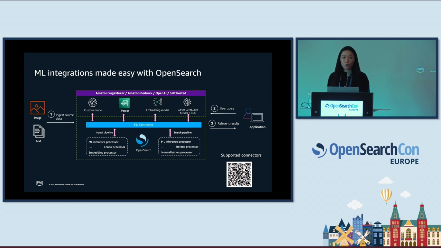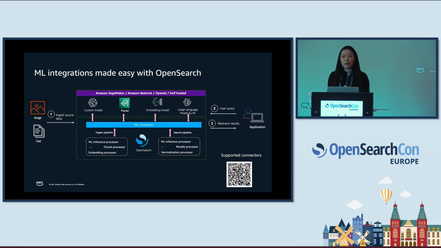Earlier, we were thinking that we need an embedding model. Then when you're using the ML inference search request processor, you can invoke an embedding model. Then it will help you convert your query string into a text embedding, and then you can later use it for better search.